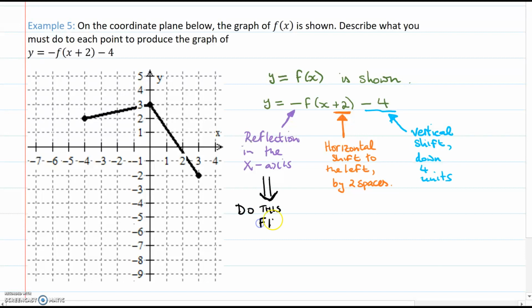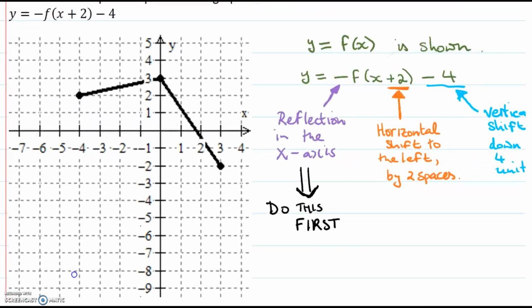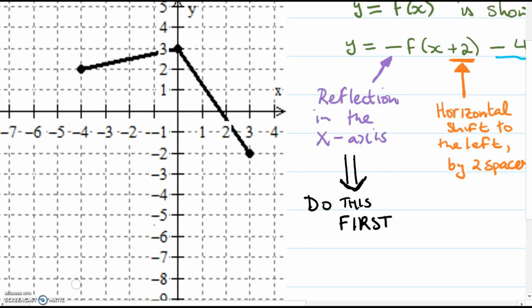Now, what does that mean? Well, it means we're going to take all of the important points to the x-axis, and then bring them on the same distance. So let's do that now. The 3 points that we're going to use are highlighted here already: the point -4, 2, the point 0, 3, and the point 3, -2. So we're going to reflect them in the x-axis, and we'll use purple for this.